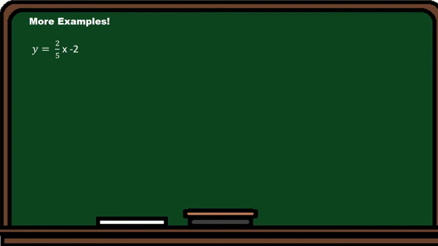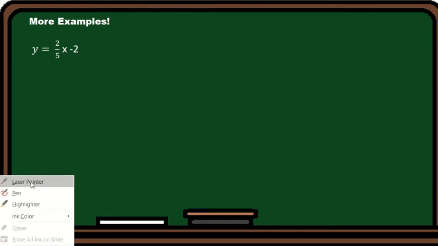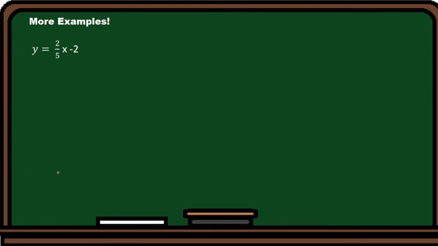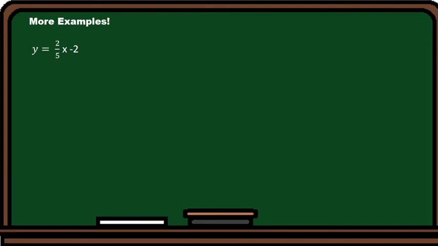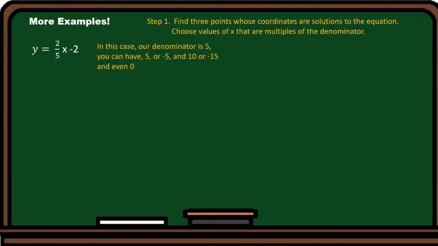Okay, so let's check your work. I hope you get it correct. So we have here y equals 2 over 5x minus 2. So again, first step, give at least 3 points whose coordinates are solutions of the equation. Choose the values of x that are multiples of the denominator.